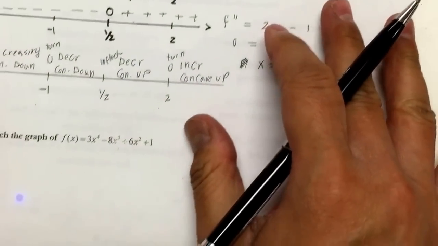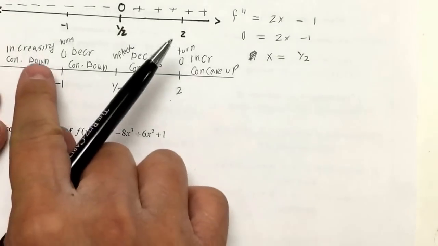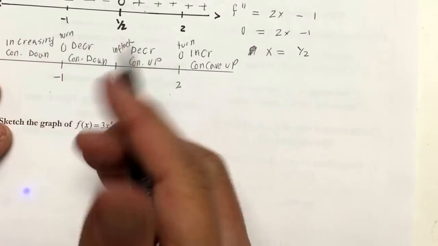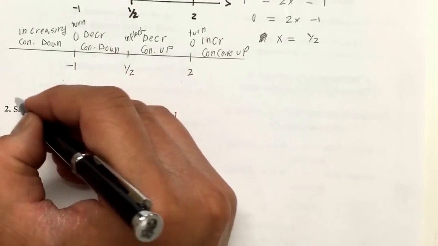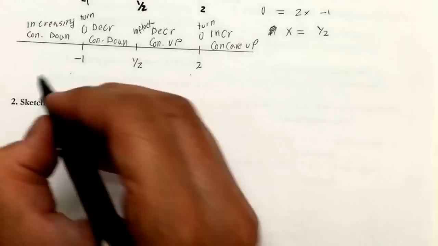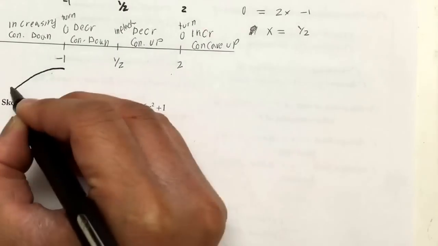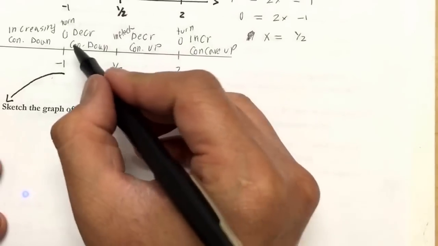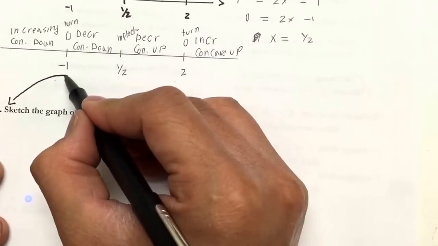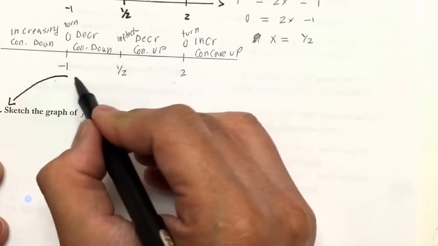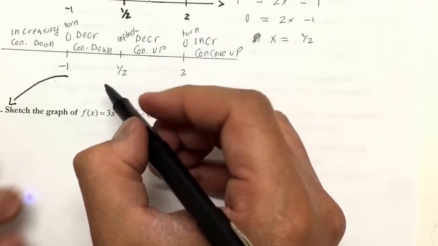Okay. So now we're going to sketch. Remember, increasing, concave down. So increasing, concave down is going to turn here, right? So it's going to look like this. Increasing, concave down. It's going to turn like that. And then it's going to decrease, decreasing, concave down. And then there will be an inflection there.